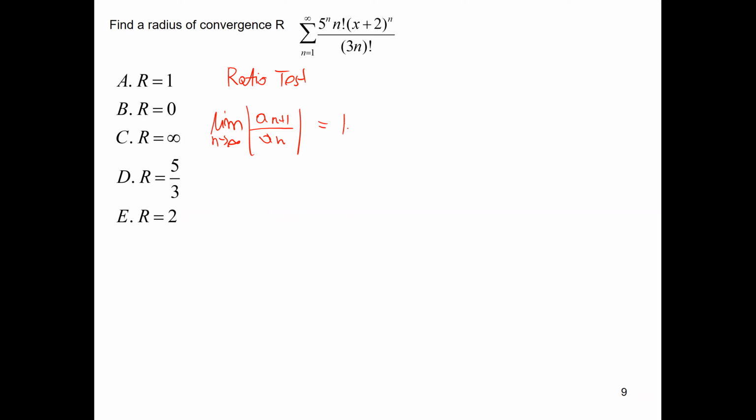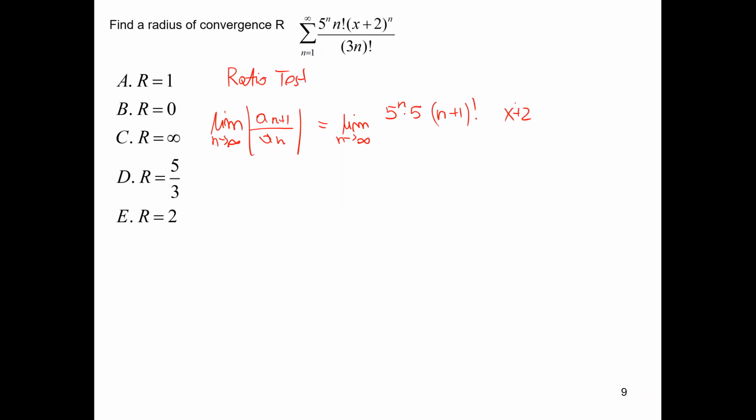Limit as n goes to infinity, and then 5 to the power of n plus 1. You probably practice a lot, so I can write it like that: 5 to the power of n, 5 to the power of 1, and then (n plus 1) factorial, and then (x plus 2) to the power of n, and (x plus 2) to the power of 1. And then 3, and again I will add 1 to the n, which means I have to distribute that 3: (3n plus 3) factorial.